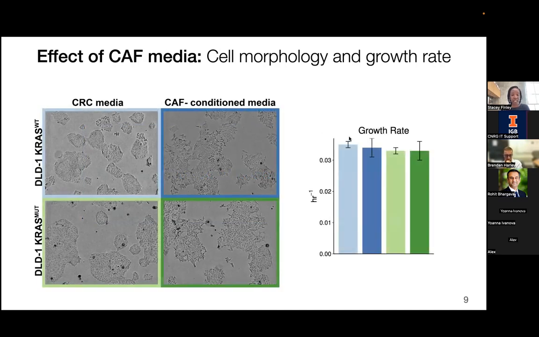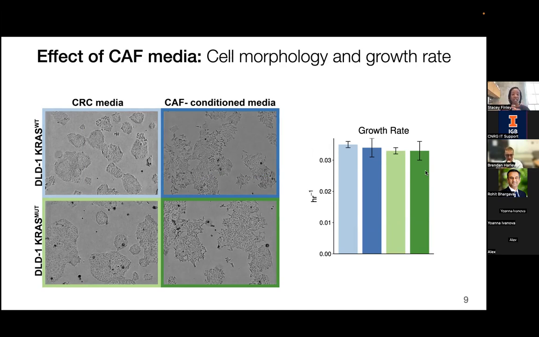But interestingly, we didn't find any differences in the cell growth rate. I've color-coded these boxes to show the DLD1 cells that have wild-type KRAS in the CRC only media as the light blue bar here, CAF conditioned media as a dark blue bar, and then the same light and dark for the cells that have the KRAS mutation. And you can see that there's very little difference in the growth rate. So we don't see, at the bulk level, changes in how fast the cells are growing just because they were grown now in the CAF conditioned media.